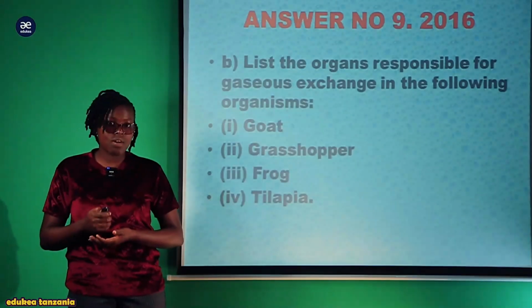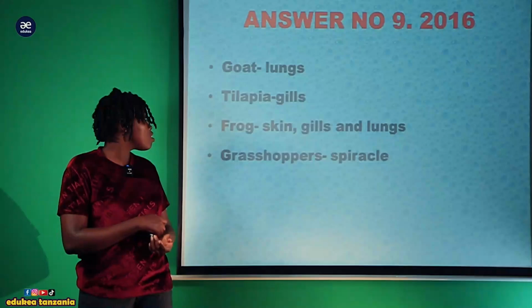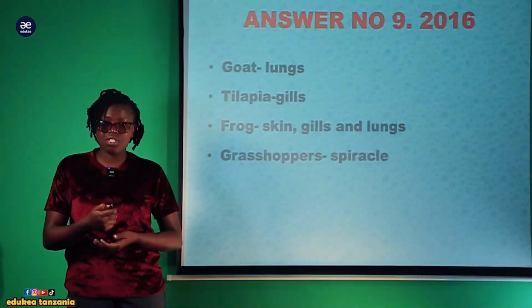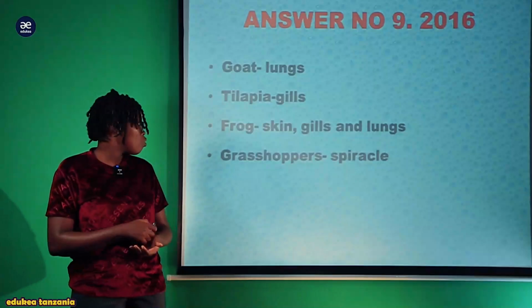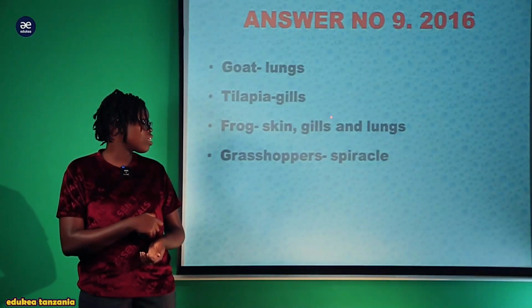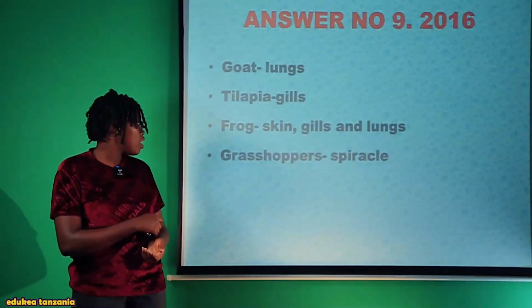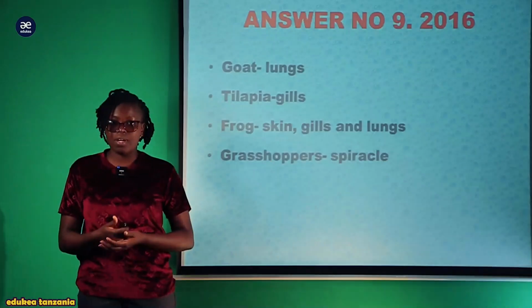So let us answer our question. Tukianza na goat yeye anatumia lungs as one of the gaseous exchange organs. Tukimwangalia tilapia yeye anatumia gills. Tukimwangalia frog anatumia both skin, gills pamoja na lungs, na vile vile grasshopper anatumia spiracle.